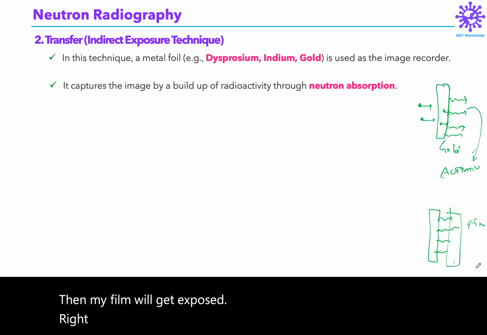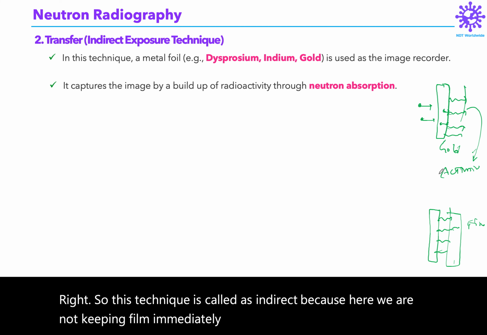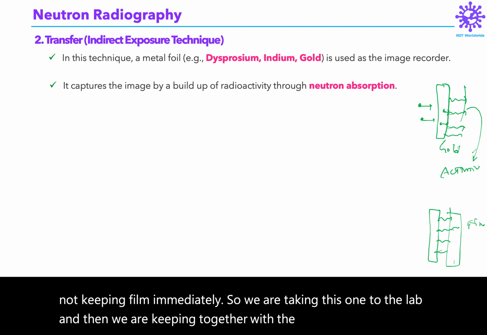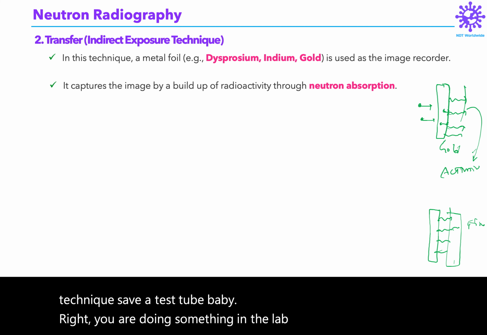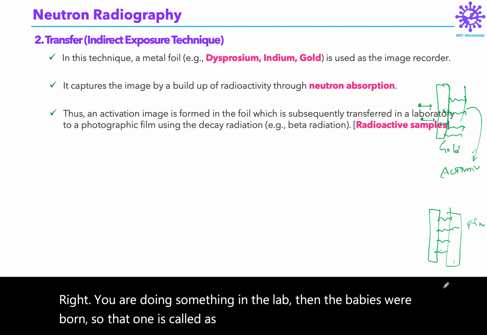This technique we call indirect, because here we are not keeping the film immediately. We take the screen to the lab and then keep it together with the film to expose. That technique is like a test tube baby, right? You do something in the lab, then the baby is born. So that is called an indirect technique.